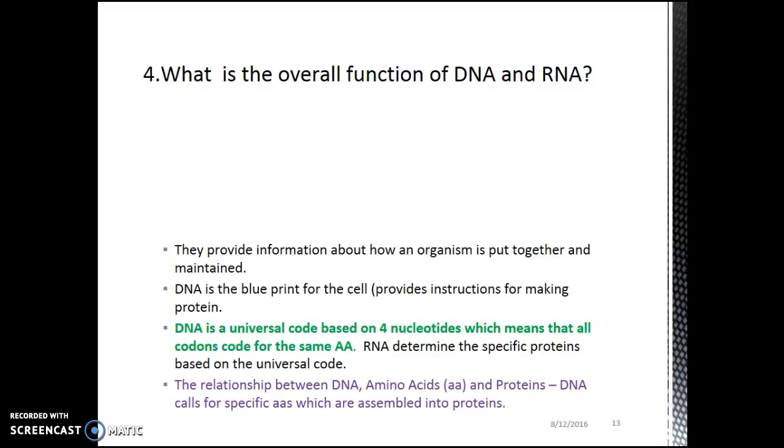What is the overall function of DNA and RNA? Multiple functions. They provide information of how an organism is put together and maintained. DNA is going to be the blueprint for the cell. It's going to provide those main instructions for making proteins. The DNA is also a universal code based off of 4 nucleotides, which means that all codons code for the same amino acid. And RNA is going to determine which specific proteins are made based on that universal code. And then the relationship between DNA, amino acids, and proteins is that DNA calls for specific amino acids which are assembled into proteins.